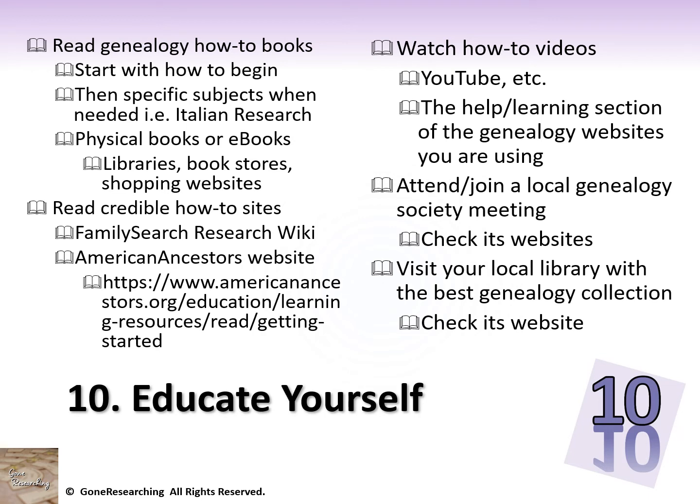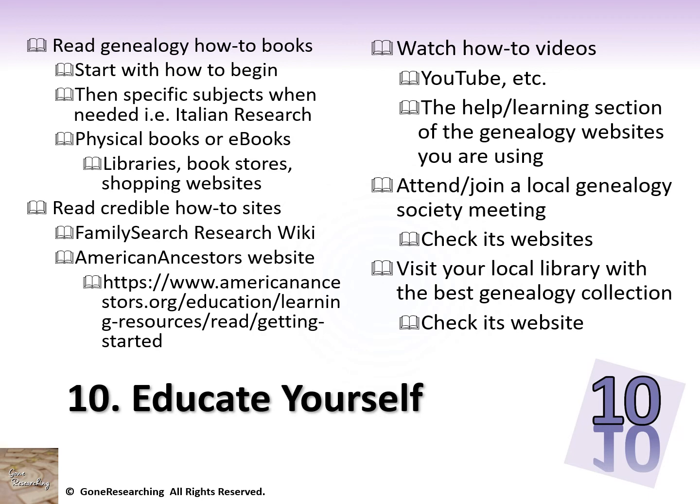Read credible how-to sites. FamilySearch Research Wiki has tons of information on tons of topics. The American Ancestors website, though it's a pay site, has a free page with getting started information. Watch how-to videos such as those on YouTube and the help and learning section of the genealogy websites you are using. Learn how to use the sites that you are using.